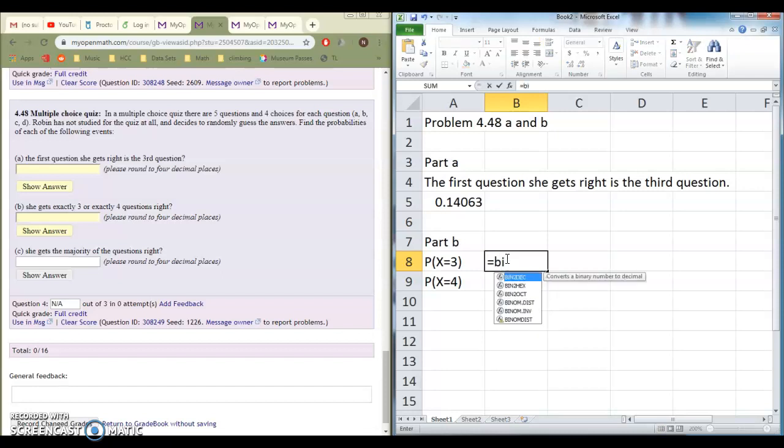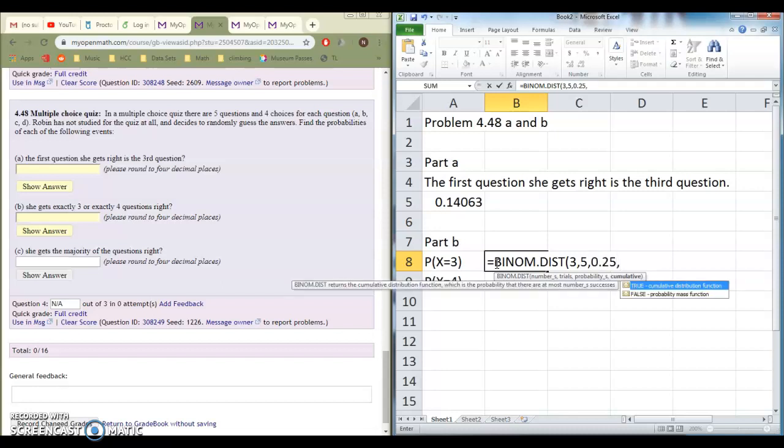If I type in binomial distribution, this one, I want the number of successes. That's 3 successes. The total number of trials here are 5 because it's a quiz with 5 questions. The probability of getting any one right is 0.25. We don't want it to be cumulative because we only want to know the probability she gets the third one right, so I'll say false.